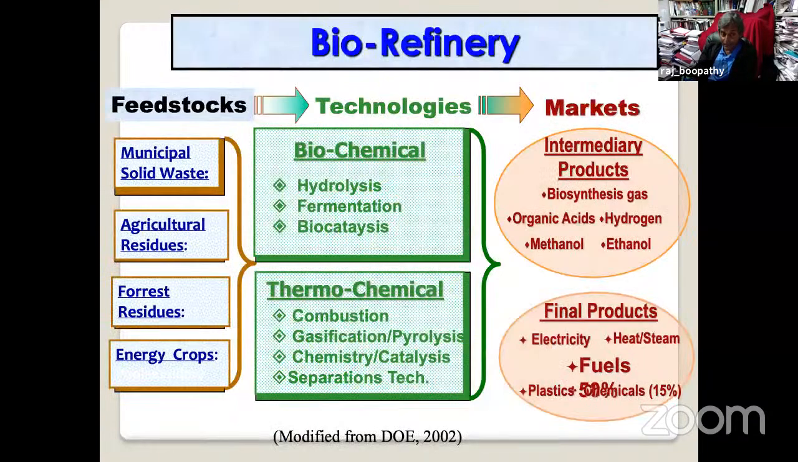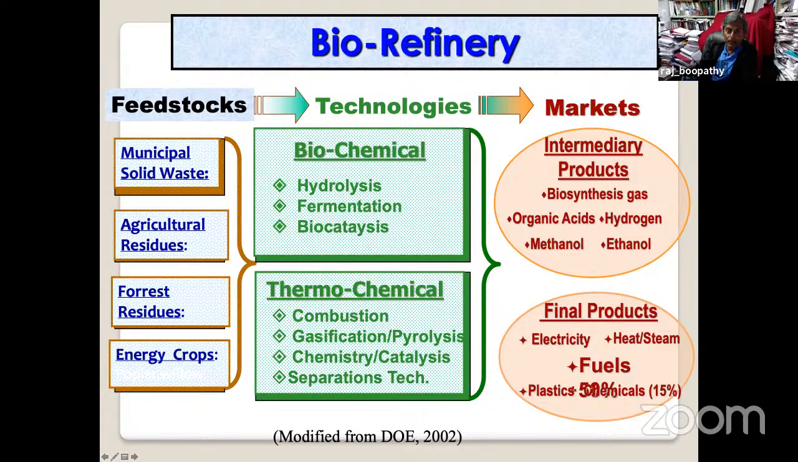So once you get your material, you have two possibilities. You can go through a biochemical route or a thermochemical route. So here is your feedstock. We are talking about agriculture residue. You can use forest residue, or you can grow energy crops that are mainly grown for this energy production. And now we can use municipal solid waste as well for this purpose. So you can use hydrolysis, fermentation, biocatalysis for the biochemical route. For the thermochemical route, you can use combustion, gasification, pyrolysis. And in this route, you can make a variety of products, like electricity, heat, steam, plastics and other materials, bio oil.